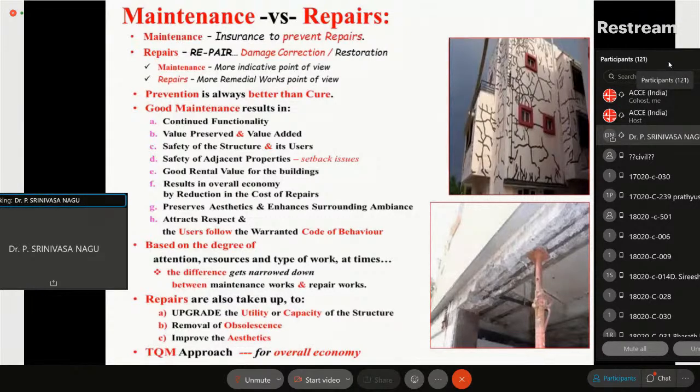If the building is maintained good, people also behave properly regarding its maintenance. Okay. Then, based on degree of attention, resources, and type of work, at times the difference gets narrowed down between maintenance works and repair works. It's all in the degree of resources spent, etc. So repairs are also taken up.